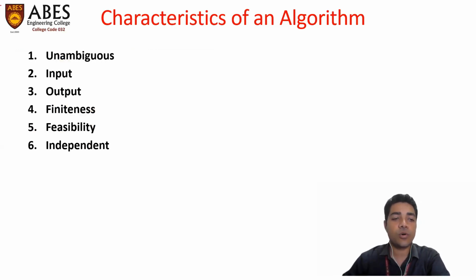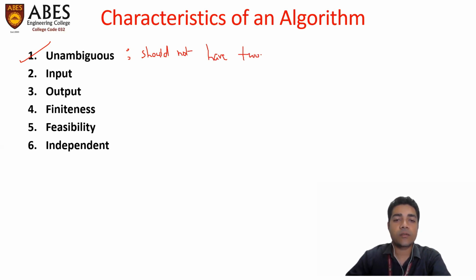of the algorithm. So in all the books you will see there can be more characteristics for sure, but majorly for algorithm, before writing an algorithm, we have to ensure these characteristics are met. So the first characteristic is unambiguity. The algorithm should be unambiguous. What do we mean by this? The algorithm should not have two meanings.